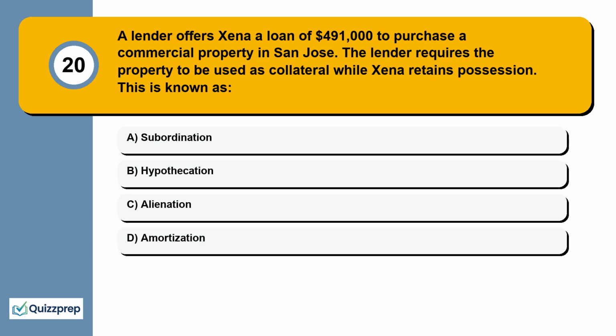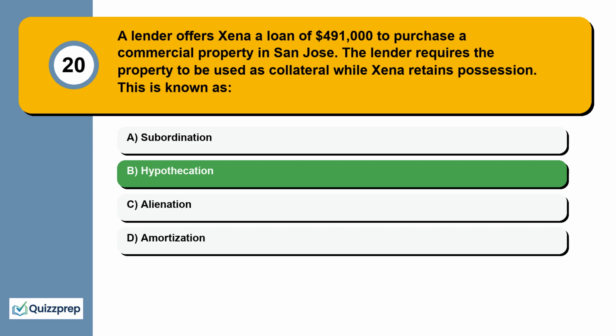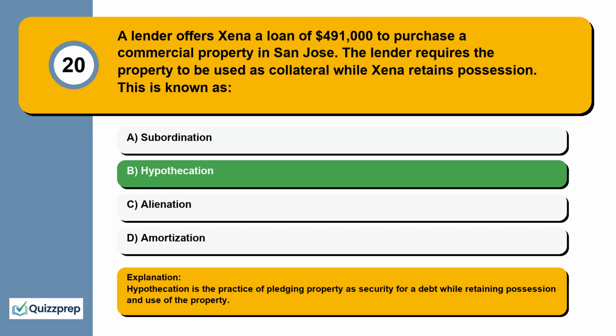Question 20. A lender offers Zena a loan of $491,000 to purchase a commercial property in San Jose. The lender requires the property to be used as collateral while Zena retains possession. This is known as subordination, hypothecation, alienation, amortization. Hypothecation is the practice of pledging property as security for a debt while retaining possession and use of the property.